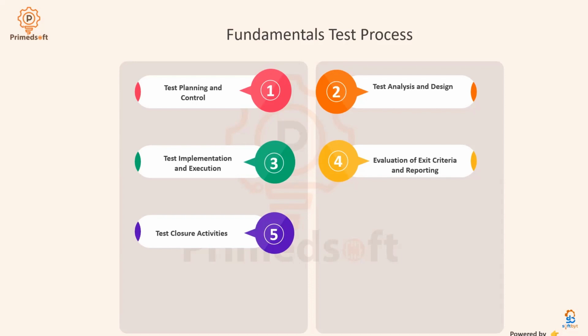Test control involves monitoring and adjusting the testing activity to ensure it aligns with the project goals, right? So I've mentioned the test plan and then the test control. The test plan involves defining the scope, objective, resources, schedule, and deliverables, while test control involves monitoring and adjusting the test activity to ensure it aligns with the project goals. So the next one I have is test analysis and design.